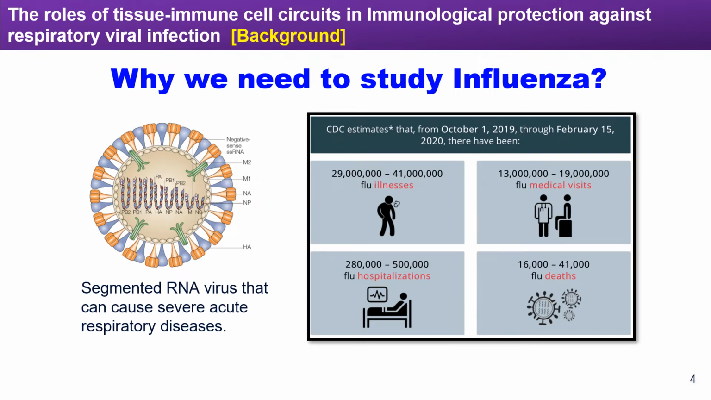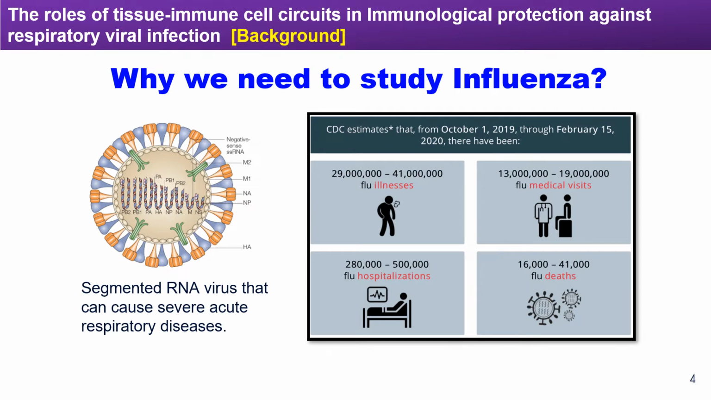From October 1st, 2019 to February 15th, 2020, the US CDC reported the cases of patients who have phenotypes caused by influenza viral infection. As you see here, 29 million to 41 million people have flu symptoms. Then 13 million to 90 million patients met a doctor because of their severe disease. About 280,000 to 500,000 patients were eventually hospitalized because of their severe disease and painful symptoms. Unfortunately, 16,000 to 41,000 patients finally died.